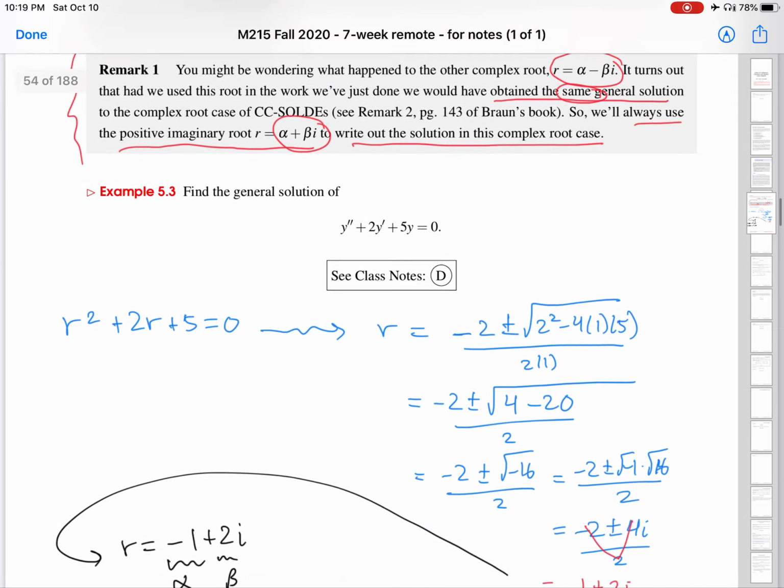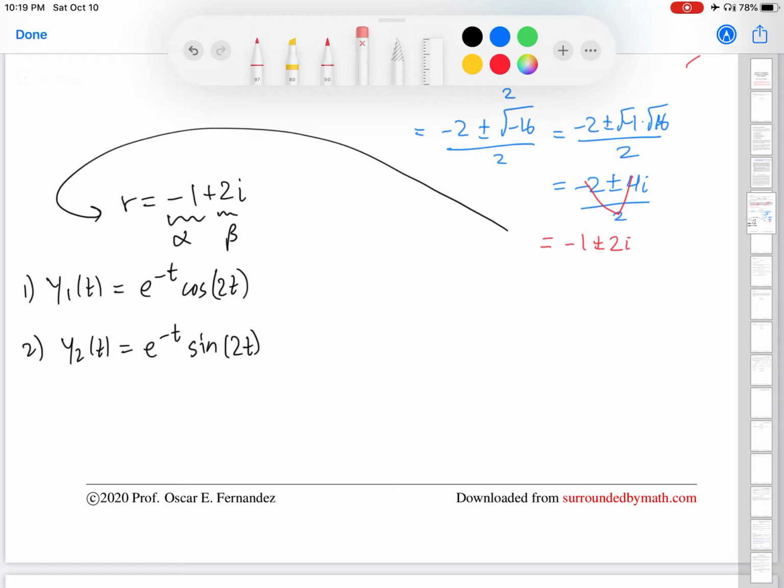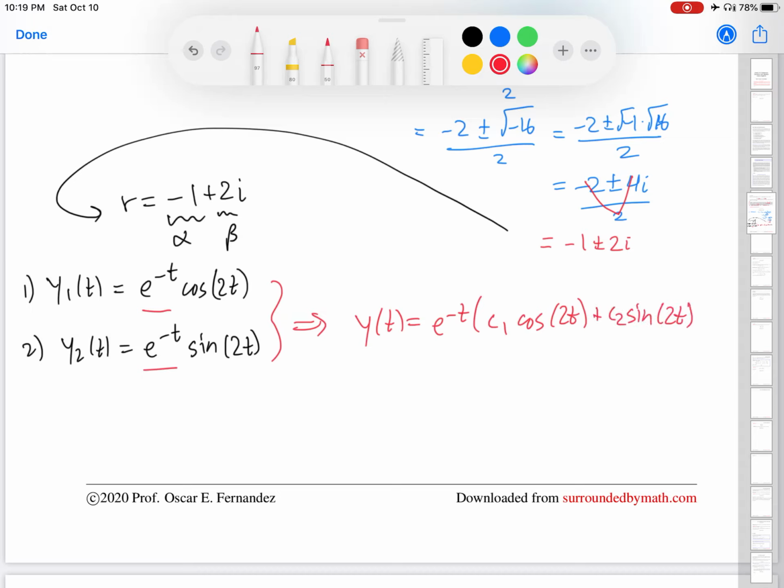Okay, so to return down here, we have our two solutions, y1 and y2, and they're fundamental solutions. So from here, we just take the linear combination, and they give us the general solution. They both have e to the minus t, so actually let me factor that out, save myself a tiny bit of writing, and then we're left with c1 cosine of 2t plus c2 sine of 2t. Okay, and that is my general solution.